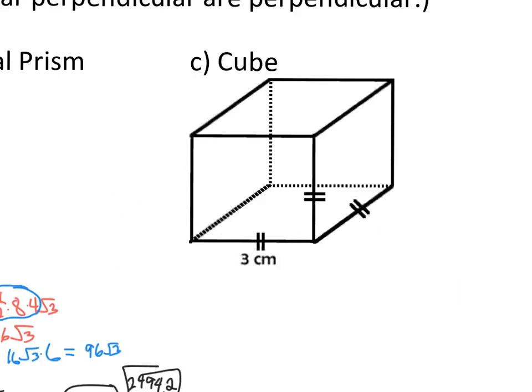Third problem is a cube, so it's 3 by 3 by 3, marking up the diagram. So the cube's going to be just multiplying those dimensions together. The volume is 3 times 3 times 3, which is 27 cubic centimeters.